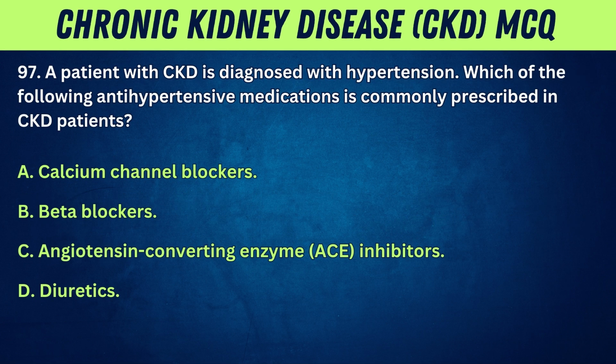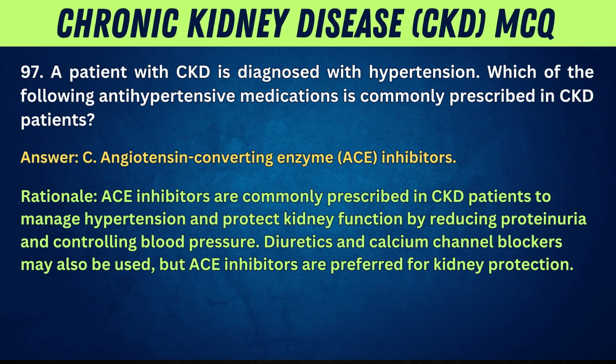97. A patient with CKD is diagnosed with hypertension. Which of the following antihypertensive medications is commonly prescribed in CKD patients? A. Calcium channel blockers. B. Beta blockers. C. Angiotensin-converting enzyme, ACE, inhibitors. D. Diuretics. Answer: C. Angiotensin-converting enzyme, ACE, inhibitors.